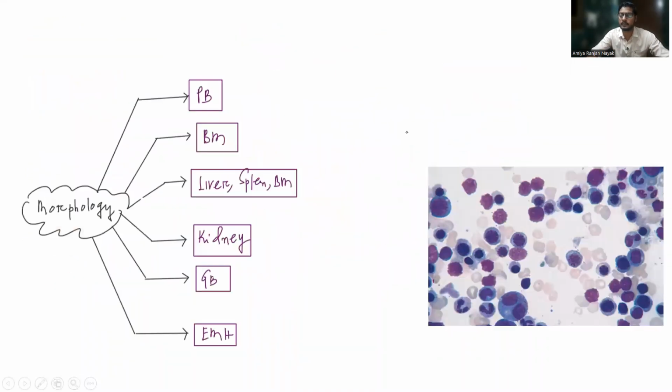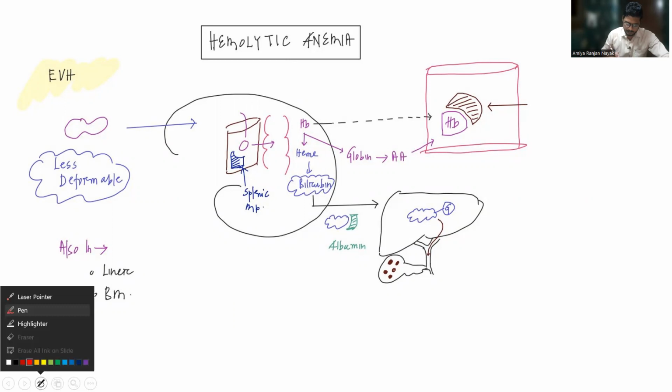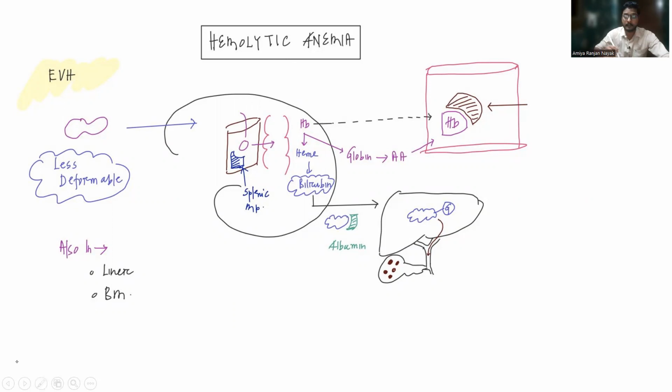Hello everyone. So now I'll discuss the hemolytic anemias. Hemolytic anemia means the destruction of the RBCs is happening in the periphery. It is just the peripheral destruction of RBCs. Now this hemolytic anemia can be extravascular hemolysis or intravascular hemolysis. First we'll discuss extravascular hemolysis.